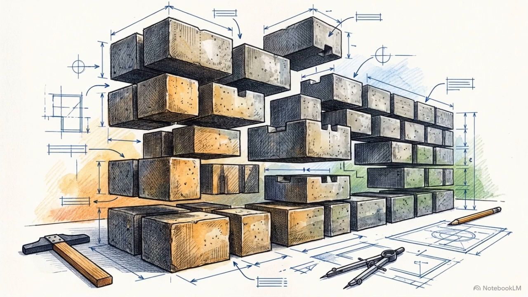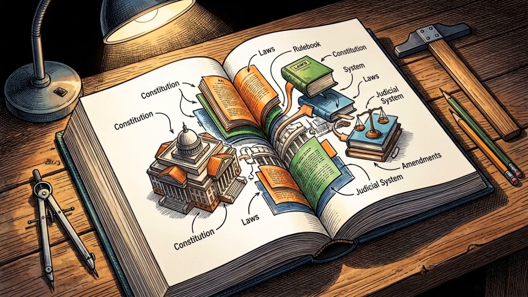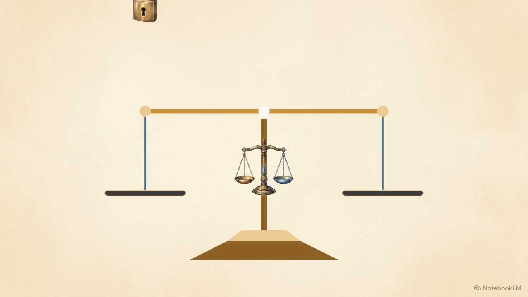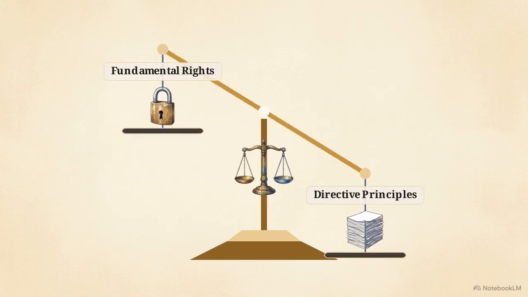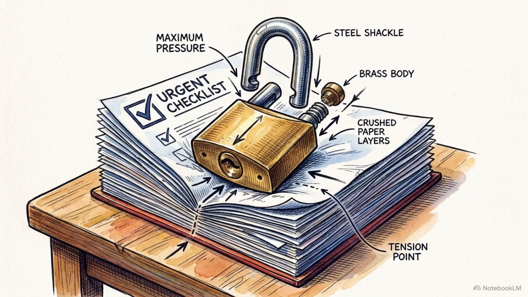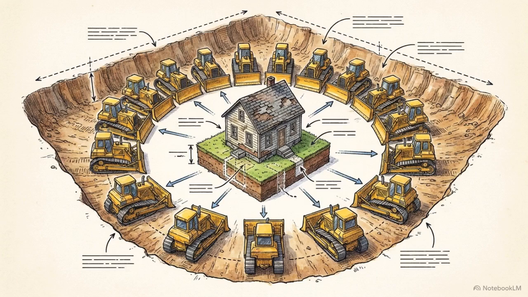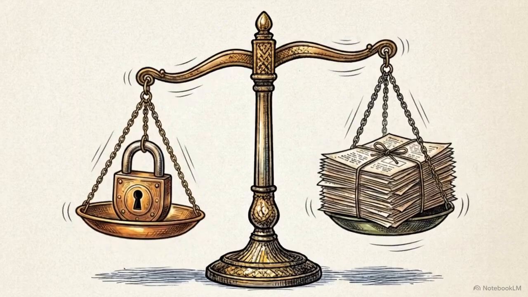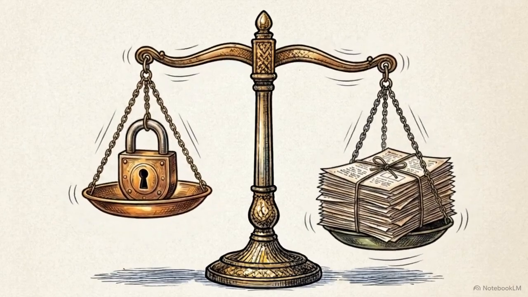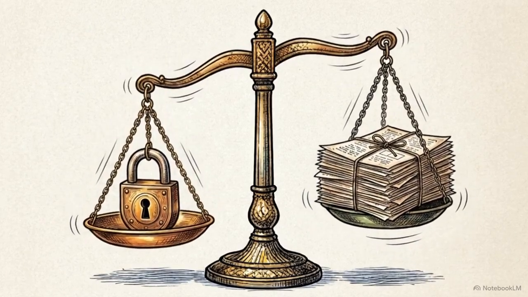Beyond the physical layout, a shared house needs rules for the people living inside. The Constitution guarantees fundamental rights, personal freedoms like speech and worship, that act like a lock on your door. On the other side are directive principles, a government to-do list to ensure social justice, like feeding the population. These two sets of rules often push against each other. An individual's right to keep their property might clash with a government plan to build a public school. Rather than letting one side win every time, the blueprint requires the government and the courts to find a constant, careful balance between individual freedom and social equality.